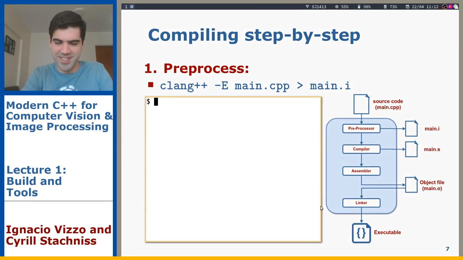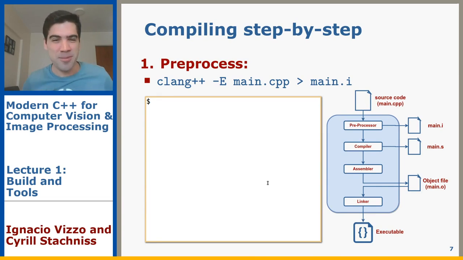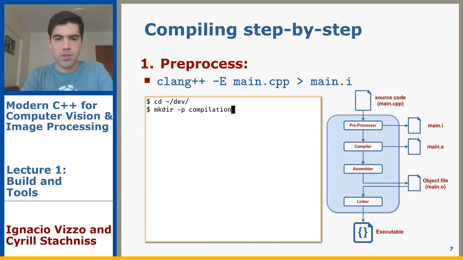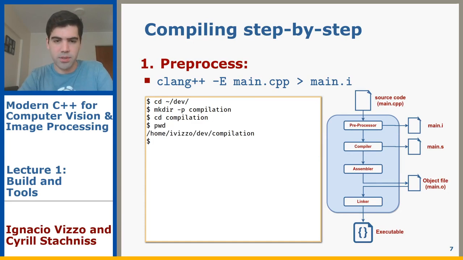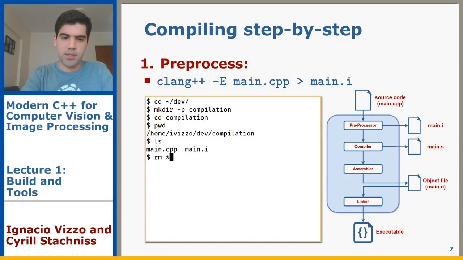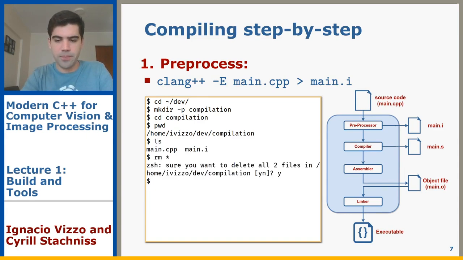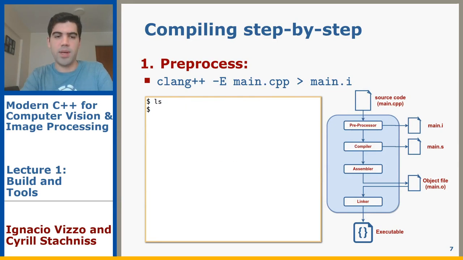It's working, amazing. Okay, we have a terminal here, and let's try to do this compilation step by step, but manually. For that, I will go to my dev directory and create a directory called compilation. I will cd into this directory, so this is where I'm standing right now, and then let's remove everything from here so we have a clean working directory.